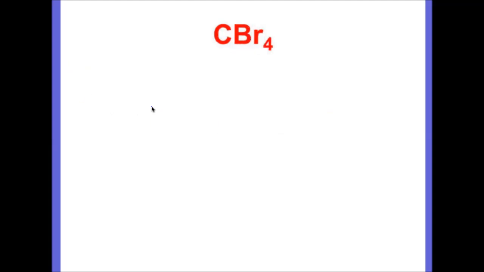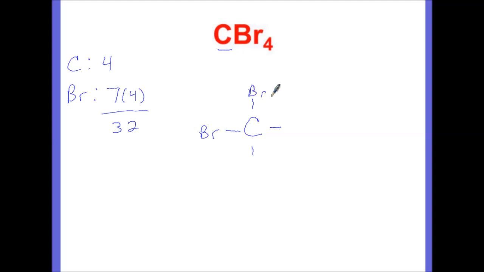Carbon tetrabromide. Carbon is probably going to be my central atom, and yes, it's going to be. So carbon has 4 valence electrons. Bromine has 7, but there are 4 of them, so we have to add this up, and we have 32 valence electrons. So we draw our carbon in the center. We're going to bond the 4 bromines around the carbon.